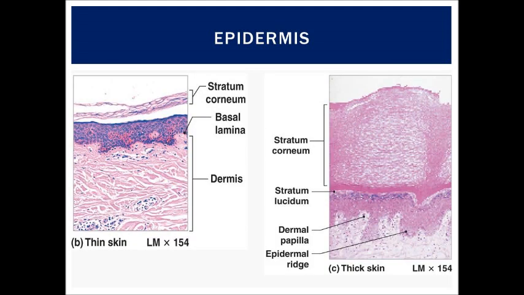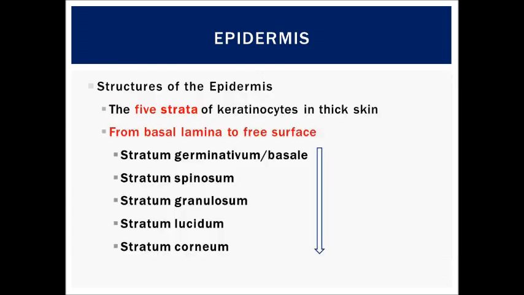Here are the images showing you the difference between thin skin and thick skin. For thick skin, it is 1 additional layer of keratinocytes, which is the stratum lucidum. The 5 layers, or 5 strata, of keratinocytes start from the basal lamina, or stratum germinativum, or basal, stratum spinosum, stratum granulosum, stratum lucidum, and stratum corneum.